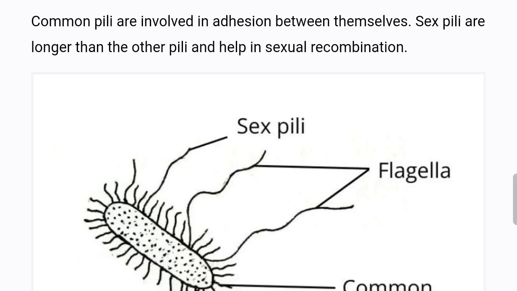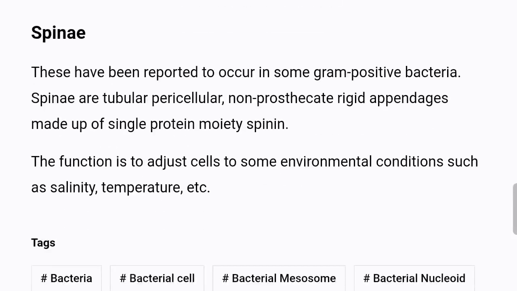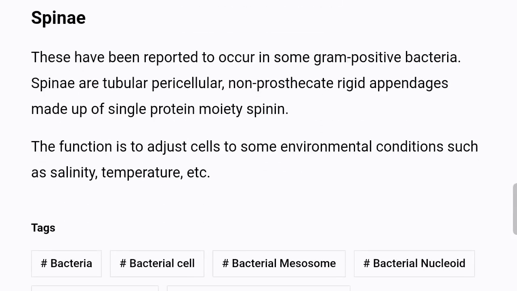Spinae. These have been reported to occur in some gram-positive bacteria. Spinae are tubular, pericellular, non-prosthecate, rigid appendages made up of a single protein moiety called spinin. The function is to adjust cells to some environmental conditions such as salinity, temperature, etc.